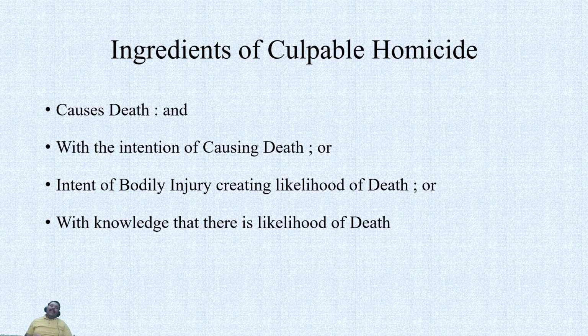Number two is the element of intent. And there are three conditions out of which one must be satisfied. Causing death is a must, a mandatory condition. Then we have three conditions, जिसके साथ लिखा है और, अगर आप अपनी स्लाइड पे देख रहे होंगे: with the intention of causing death, or intent of causing such bodily injury creating likelihood of death, or with knowledge that there is likelihood of death. So there is an or. Or means any one of these conditions should be fulfilled in order to constitute culpable homicide.